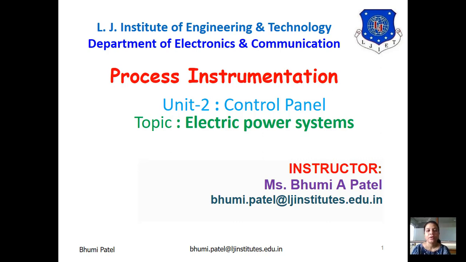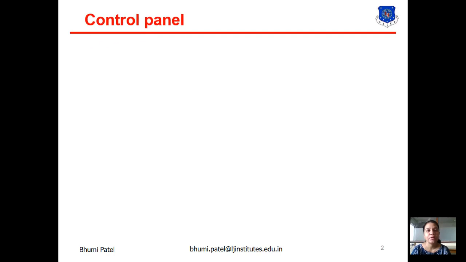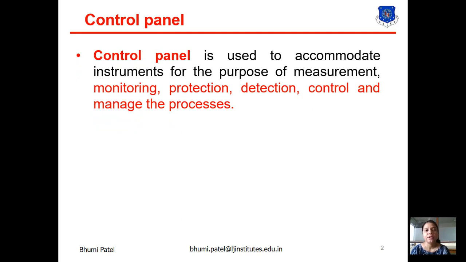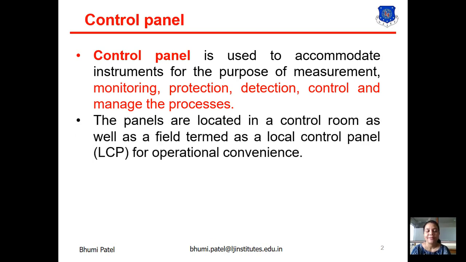Today we will study the different electric power systems used in control panels. In the last session we studied the definition of a control panel. What is a control panel? A control panel is used for instruments for the purpose of measurement, monitoring, protection, detection, control and managing the process. The panels are located in a control room as well as in the field, termed a local control panel, for operational convenience.